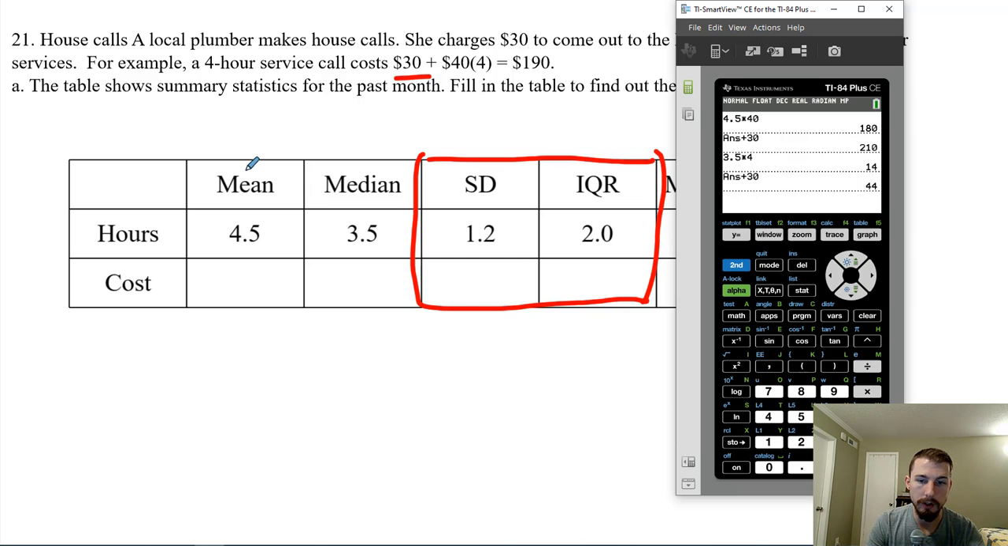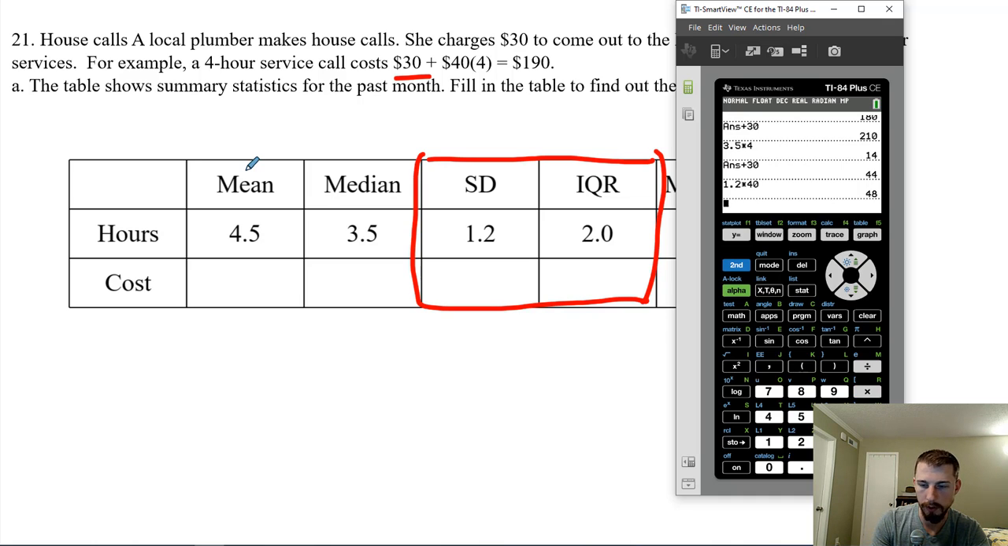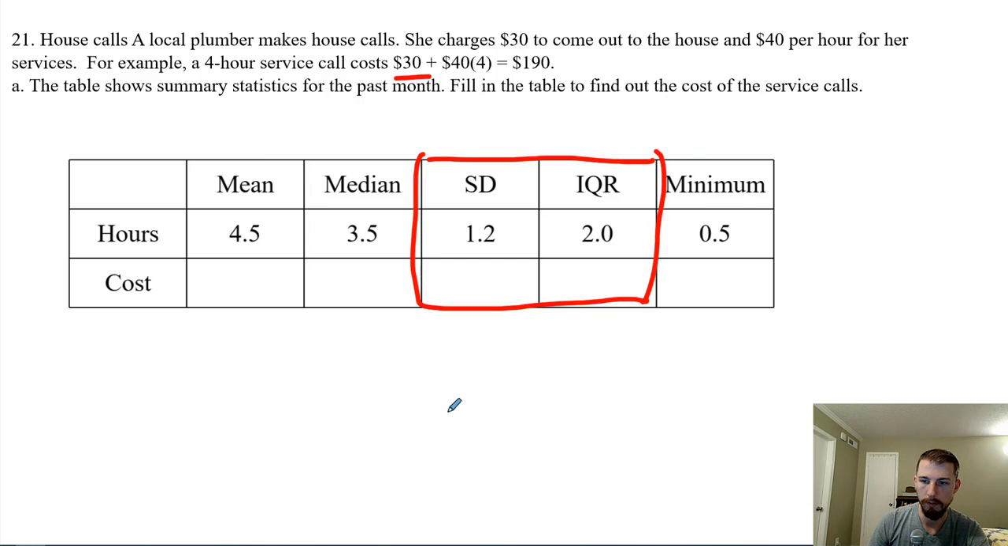The standard deviation and IQR are only multiplied by 40, so that would be 4.8 times 40, which is 192. And then 2 times 40, which would be 80, no big deal. The last one we have is the measurement of the minimum, which is going to be shifted and scaled and shifted. So that would be 20 plus 30 more, which is 50.